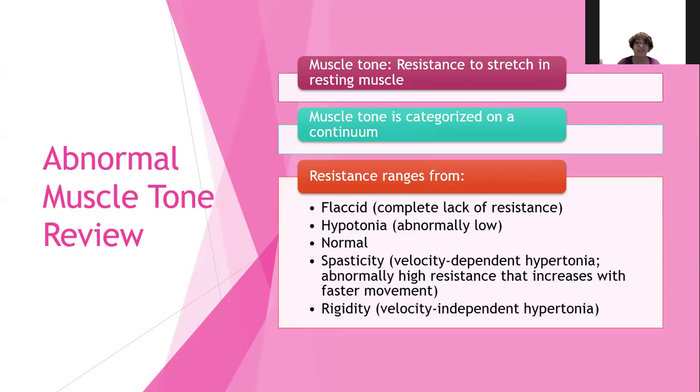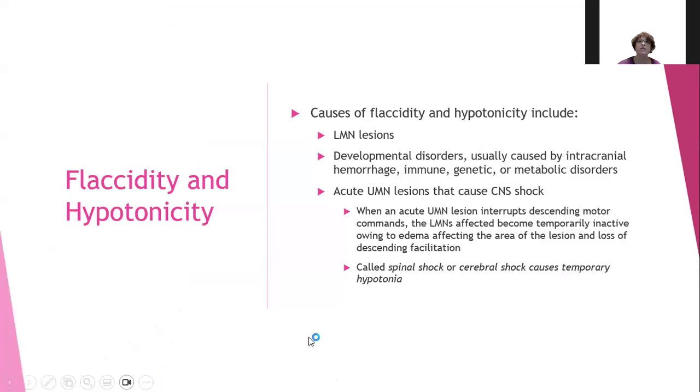Normal tone is normal. Spasticity and rigidity are both hypertonia, so abnormally high resistance to passive stretch. Spasticity is velocity dependent, meaning that it increases with faster movement. Rigidity stays the same regardless of movement, so it's velocity independent. The causes of flaccidity and hypotonicity include lower motor neuron lesions, like we said before. Developmental disorders, particularly genetic disorders, tend to cause flaccidity or hypotonicity.